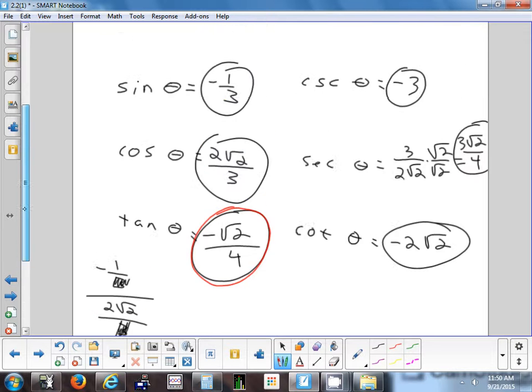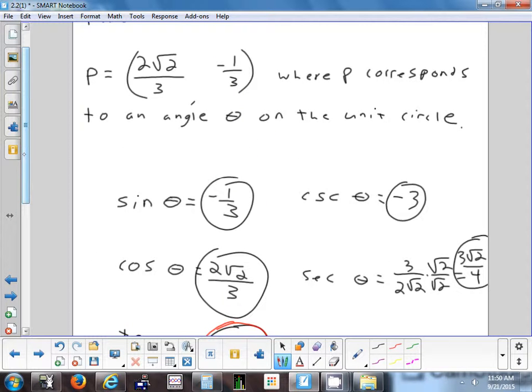Any question on the type where they give you the coordinate? All right.